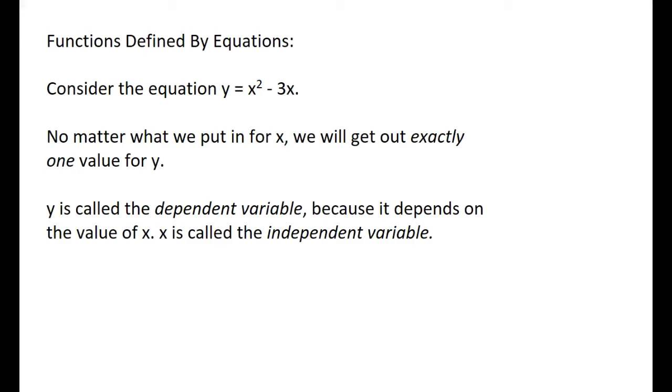Now we can define functions by equations. So think about the equation y equals x squared minus 3x. No matter what I put in for x, we're going to get out exactly one value for y. Now, because the value of y depends on what we put in for x, y is the dependent variable, x is the independent variable.